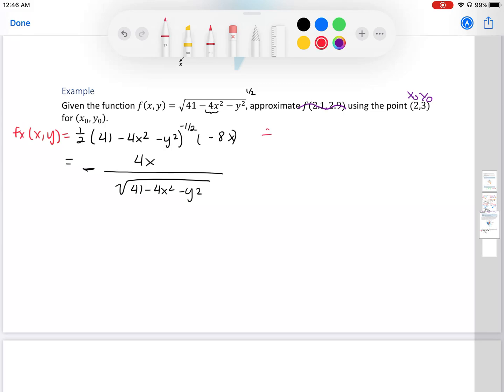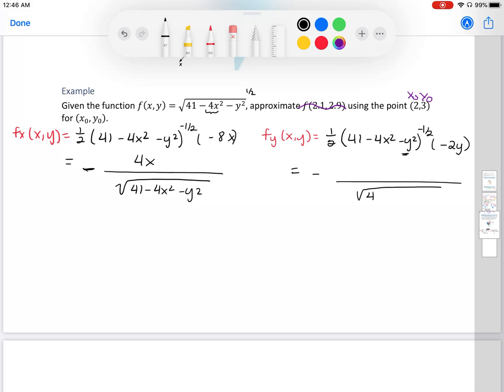Now in terms of y, almost similar. Again, chain rule, so I bring down the 1/2. Then I have 41 minus 4x squared minus y squared to the negative 1/2, times our inside argument, but I only want y, so it'd be negative 2y. Let's clean it up. I have a negative, with a denominator of the square root of 41 minus 4x squared minus y squared, and 2 divided by 2 is 1, so I'm just left with y in the numerator.